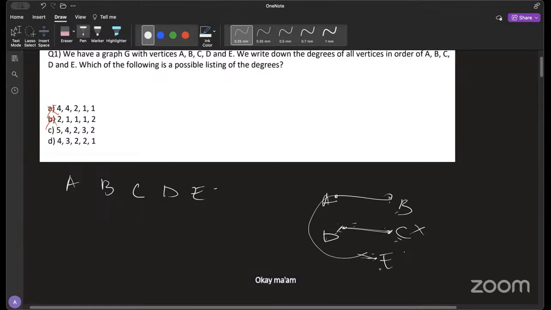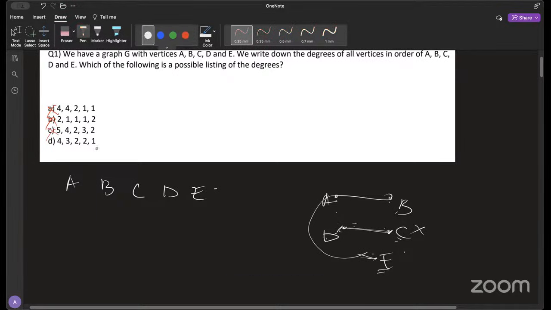And coming to this one, C is obviously incorrect. None of the vertices can have five edges, because if you have five vertices, you can have at most four edges for each vertex, right? So C is obviously incorrect.